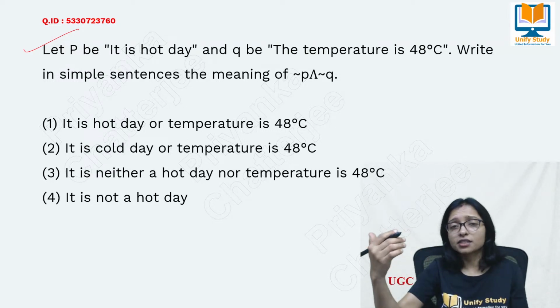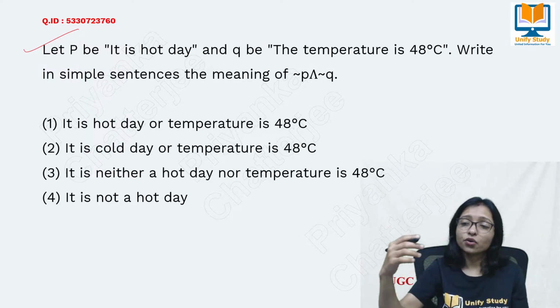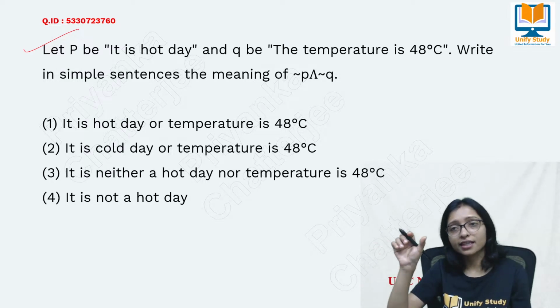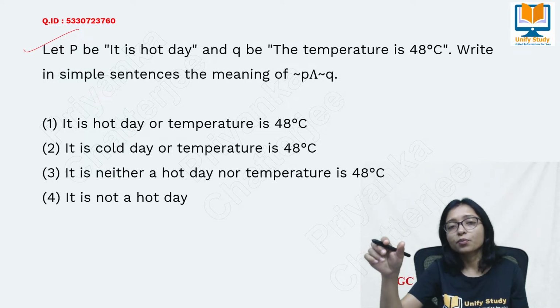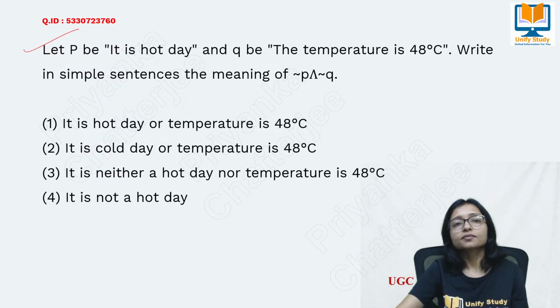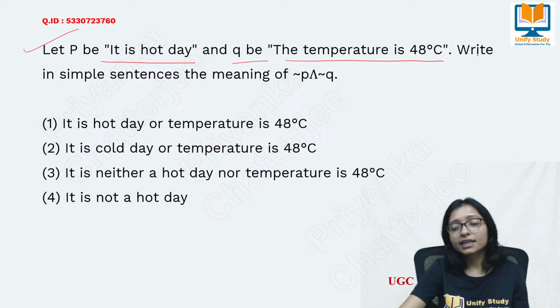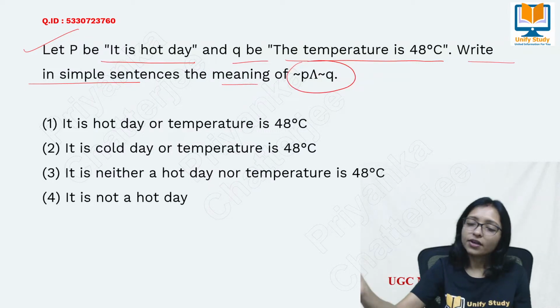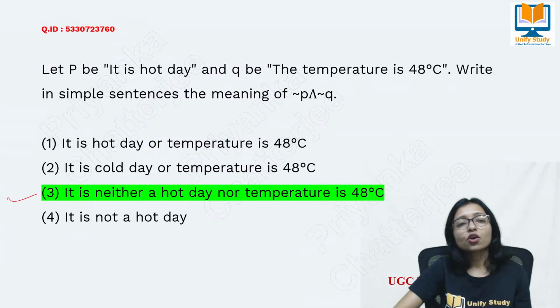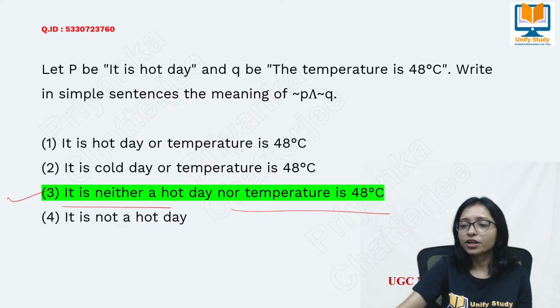Predicate logic is the most efficient knowledge representation, where you are able to represent the sentence in the form of predicate logic or propositional logic, right? So here P is given as it is a hot day, and Q is given as the temperature is 48 degrees centigrade. Write the simple sentence meaning of not P and not Q. Very simple.